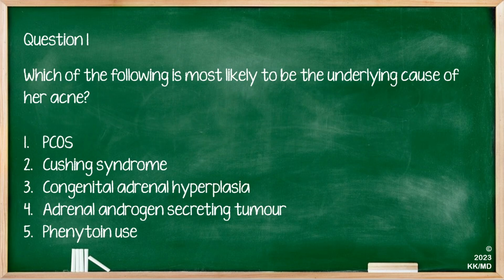So our options are polycystic ovarian syndrome or PCOS, Cushing's syndrome, congenital adrenal hyperplasia, adrenal androgen-secreting tumour, or phenytoin use. Now, all of these can be secondary causes of acne, but it's important to look at the scenario as a whole, including the patient's gender, age, and the other symptoms that she's experiencing, as well as the time frame. And really, the most appropriate answer in this case is PCOS, which is the first answer.